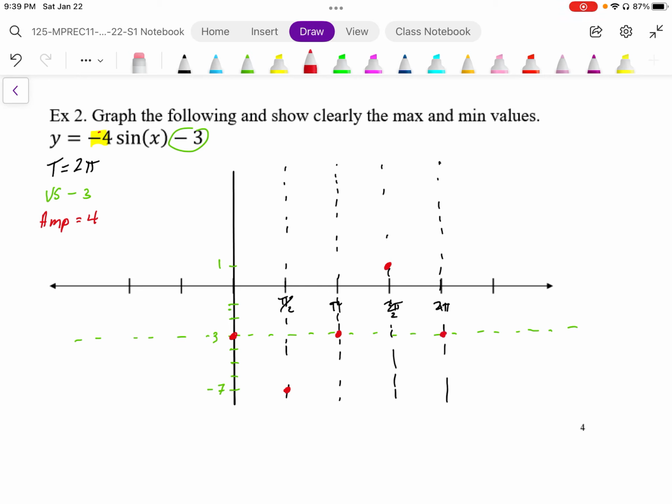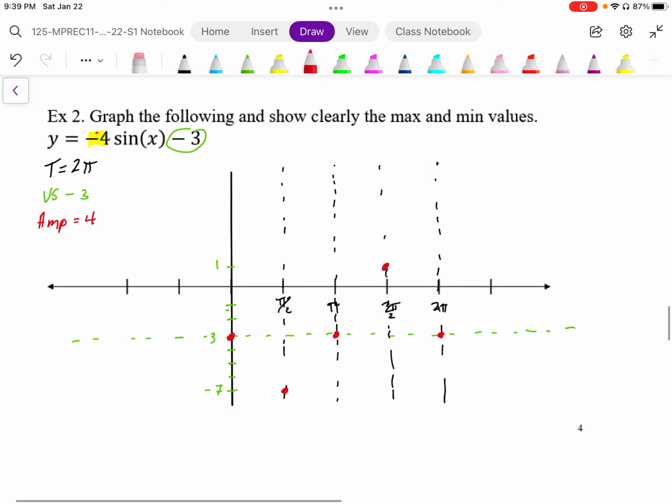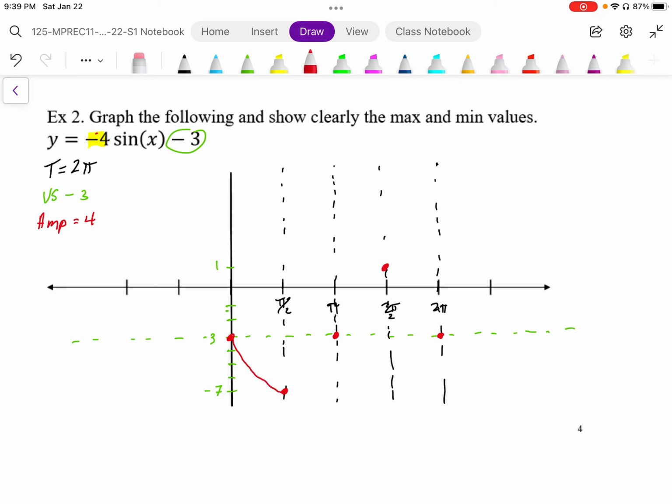So this is what I expect you to draw. I expect you to show me those 5 reference points to be able to draw one period. So then sketching in my quadrants, quadrant 1, quadrant 2, quadrant 3, and back through quadrant 4. So there is my graph. This is a graph of -4 sine x minus 3.